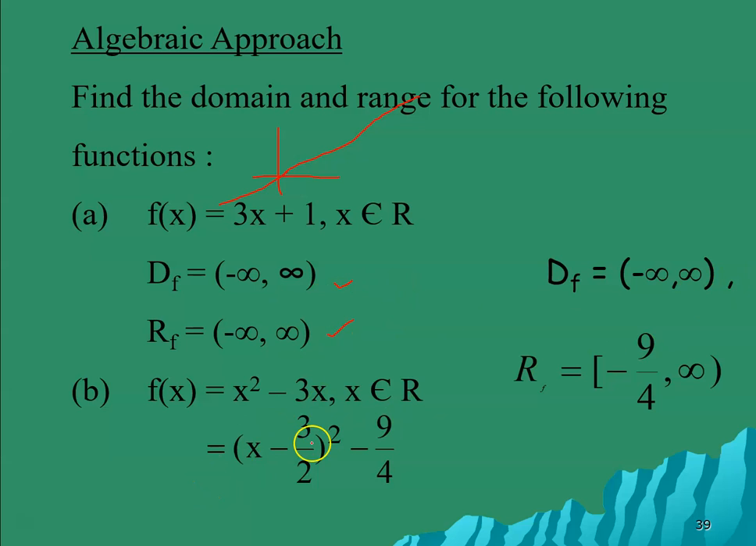Okay, and for this one, for f(x) = x square minus 3x, this is actually apa tu, a parabola, or graph macam ni kan. But without using the graph, you can simply use completing the square. So from there you can find the range and the domain.